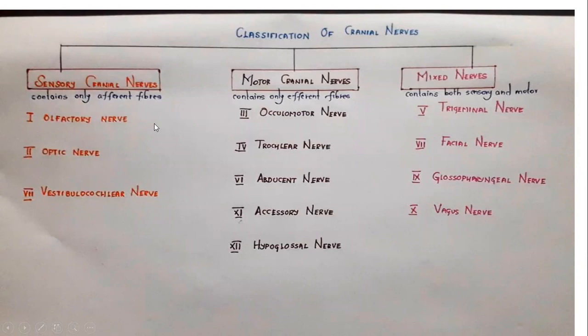So just remember 1, 2, 8. Okay, so olfactory nerve, optic nerve, and vestibulocochlear nerve. This should be 8, sorry, writing error. So olfactory nerve, optic nerve, vestibulocochlear nerve. This is your 8th nerve. So 1, 2, 8 are sensory nerves. Okay, and your motor cranial nerves are 3, 4, 6, 11, and 12. Okay, so these are your motor cranial nerves. And mixed nerves are 5, 7, 9, 10.